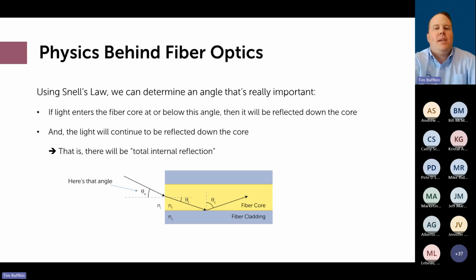So with that said, using Snell's law, we can determine an angle that's really important. If the light enters the fiber core at or below this angle, then it's going to be reflected down the core, and the light will continue to be reflected down the core. That is, there will be total internal reflection. On the picture here, you can see the angle at which you need to come in, and that goes back to the cone of acceptance that we pictured on one of the earlier slides. As long as that cone of acceptance is met, you're going to have light that continues to propagate down the fiber itself.